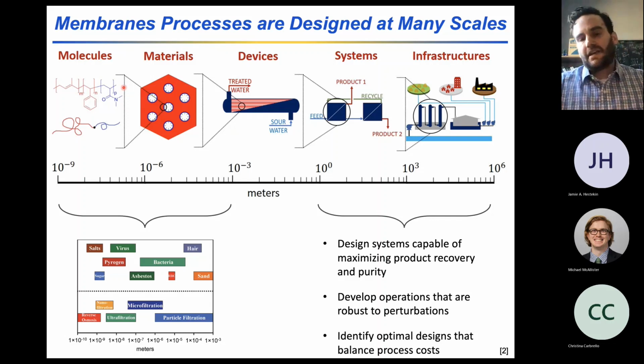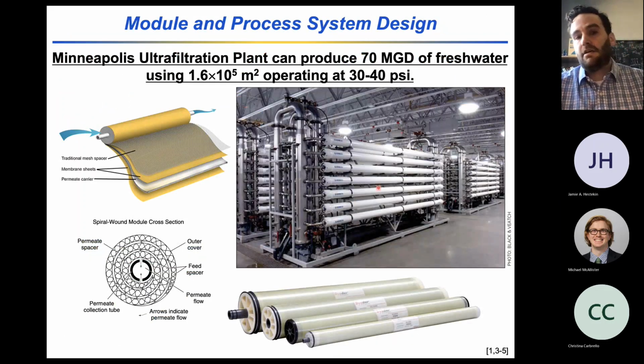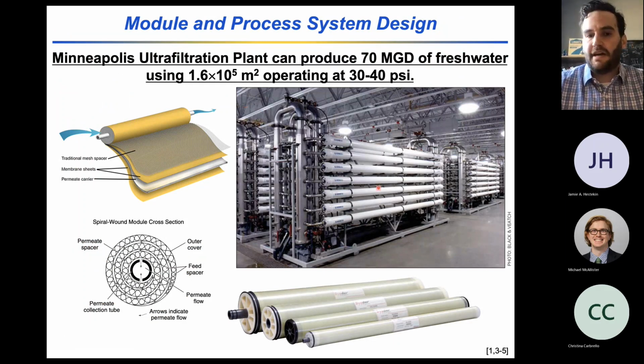The way I think about this at a size scale is that during my graduate studies at the University of Minnesota, I had the fortunate opportunity to visit the ultrafiltration plant up at Columbia Heights. That ultrafiltration plant is able to finish the water for the Minneapolis community and produces about 70 million gallons a day of fresh water operating at an applied pressure of about 30 to 40 psi.